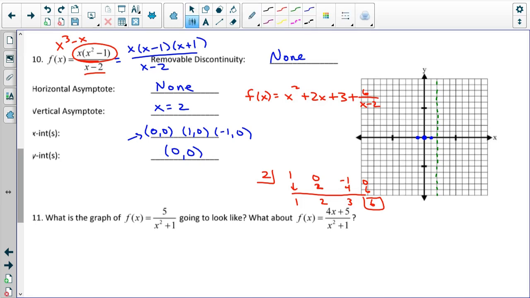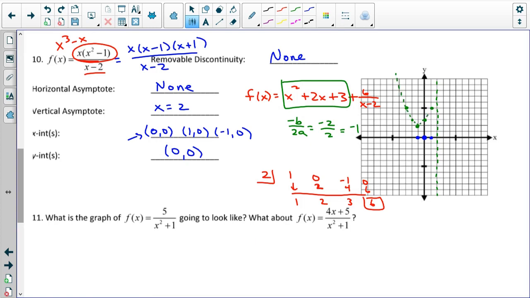So what that means is my graph will actually look a whole lot like x squared plus 2x plus 3. So it's going to look like this parabola basically, except around my vertical asymptote. The parabola would have negative b over 2a as its vertex. So that's negative 2 over 2, which is negative 1. Then if I substitute that back into the parabola, I get 2. So negative 1 comma 2 is basically the parabola's vertex: over 1 up 1, over 2 up 4, over 3 up 9, and so on.